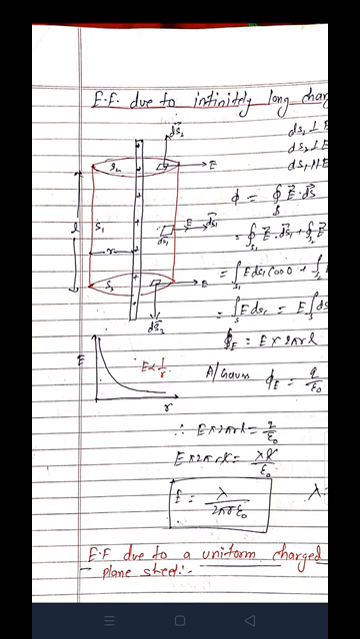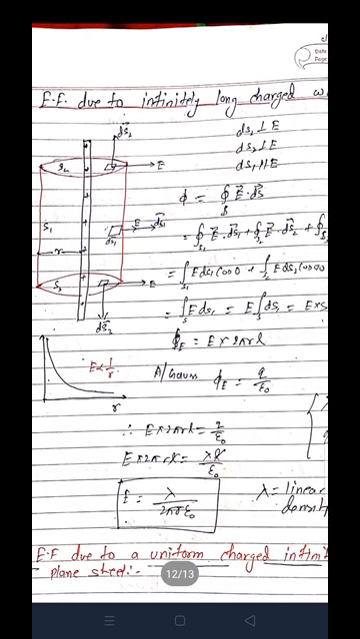But for the area S1, the electric field and the direction of area are both acting along the same direction. So the angle between them is 0 degree. If the angle between them is 0 degree, then the value of cos 0 is 1. With the help of these three things only, we will find the electric flux first, then from the electric flux we can find the electric field.